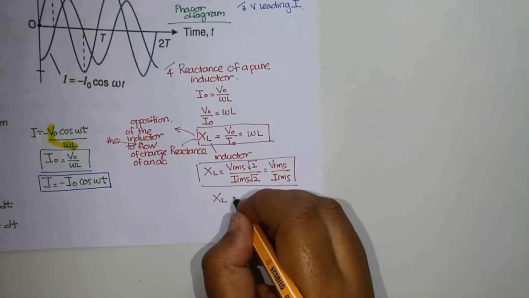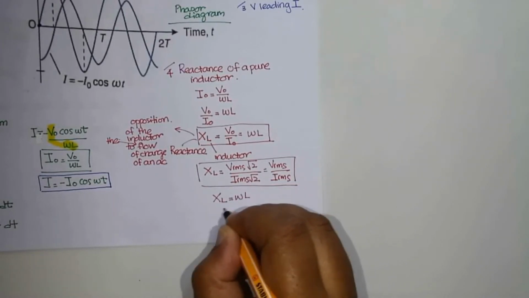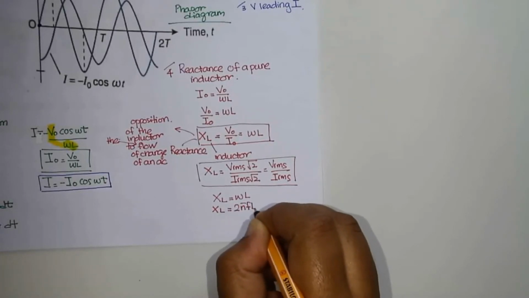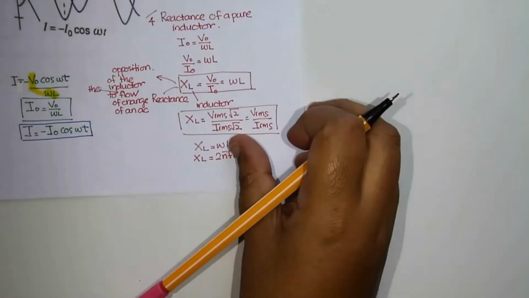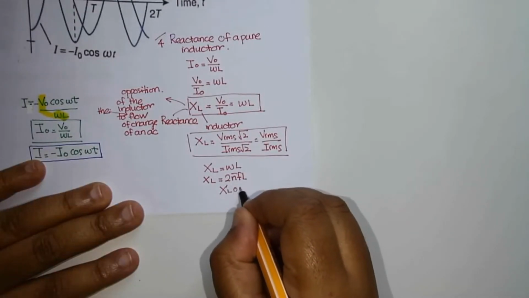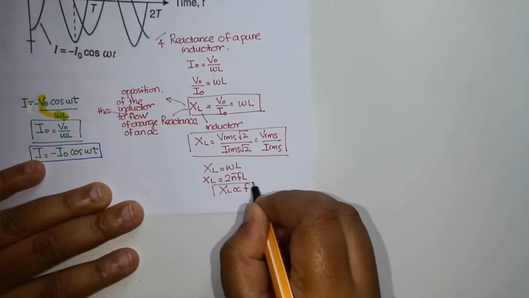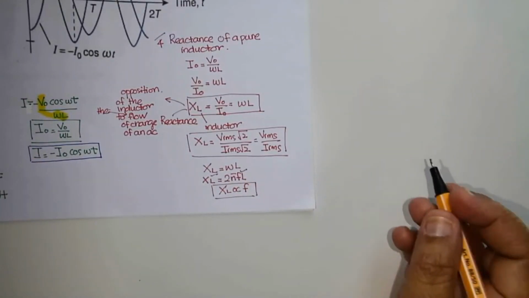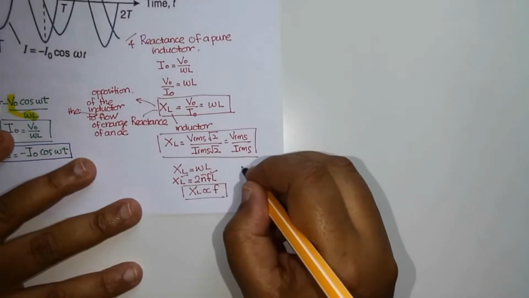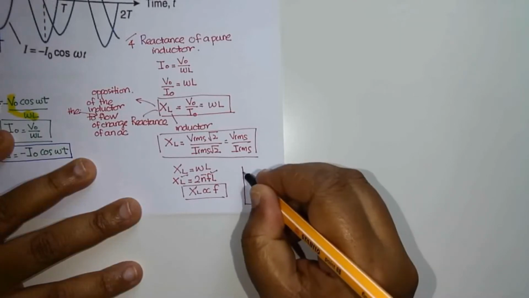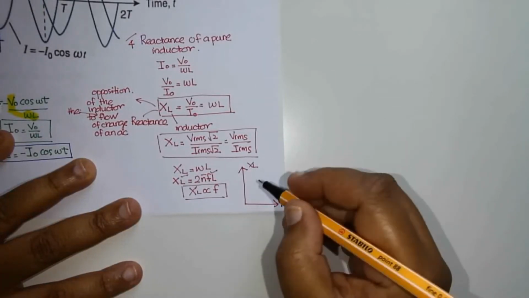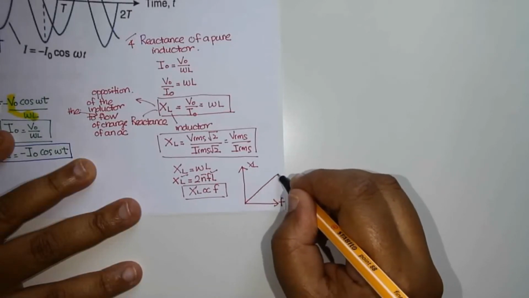XL is equal to omega L, so XL is equal to 2 pi FL. So XL is directly proportional to frequency. If I draw a graph of the reactance of an inductor, where this is XL and this is frequency, the graph will be a straight line.